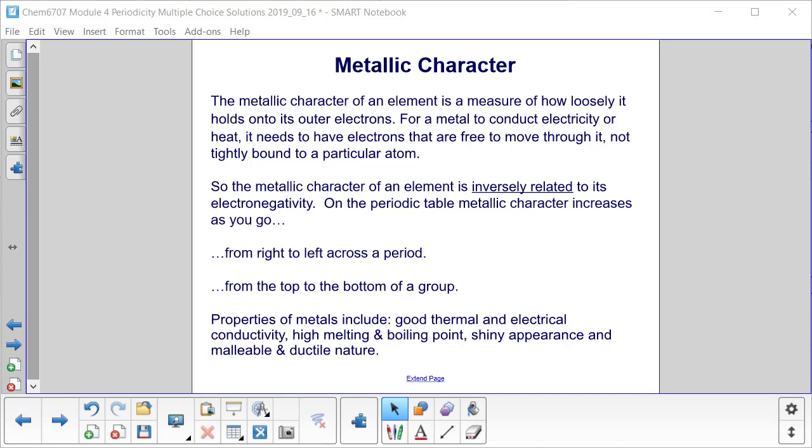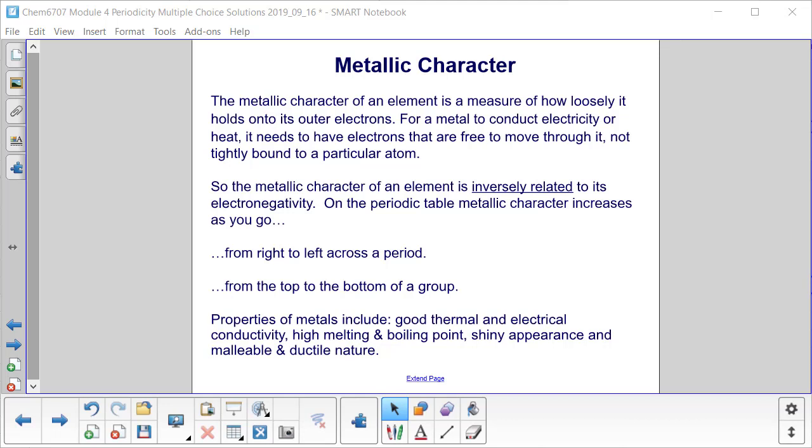Metallic character is another periodic trend. The metallic character of an element is a measure of how loosely it holds onto its outer electrons. Remember that for a metal to conduct electricity or heat, it needs to have electrons that are free to move throughout it, not tightly bound to a particular atom. So the metallic character of an element is inversely related to its electronegativity. The stronger an atom holds on to its electrons, the less metallic it will be.